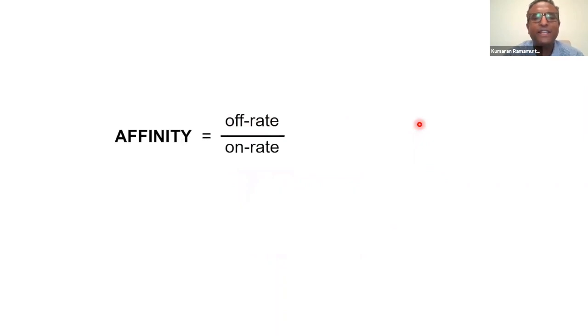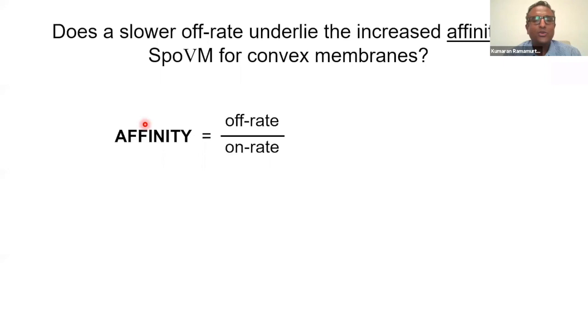This affinity portion can be described as a ratio, an off rate and an on rate. Remember I told you, if that number was low, it means you have a high affinity. So basically, if you have a low off rate, if you stick to something and then never come off, your affinity number is going to be low, which means you have a high affinity. So we wondered, for example, does a slower off rate underlie this increased affinity of SpoVM for convex membranes?